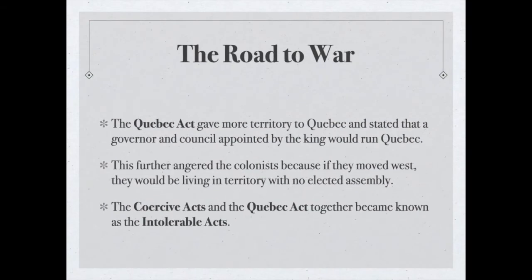The Quebec Act gave more territory to Quebec and stated that a governor and council appointed by the king would run Quebec. This further angered the colonists because if they moved west, they would be living in territory with no elected assembly. The Coercive Acts and the Quebec Act together became known as the Intolerable Acts.